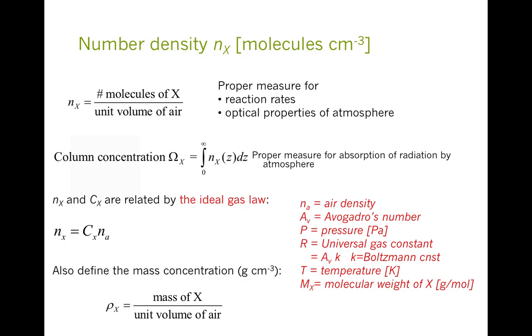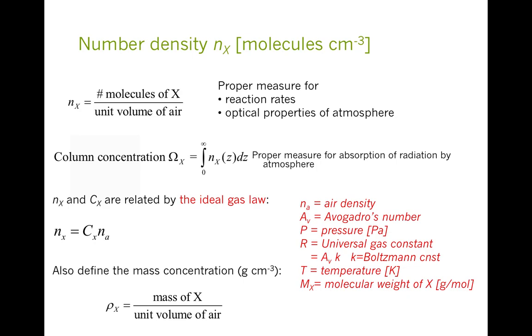Here's number density. This is molecules per cubic centimeter. So here I have NX, and again, it could be X, it could be I, it could be Bob, it doesn't matter. And this is the number of molecules of X per unit volume of air. It's a proper measure for reaction rates and optical properties of the atmosphere.